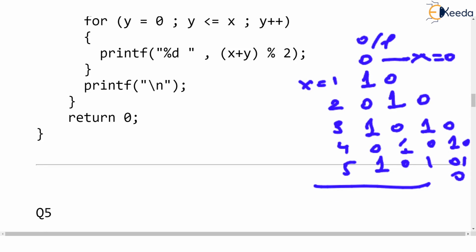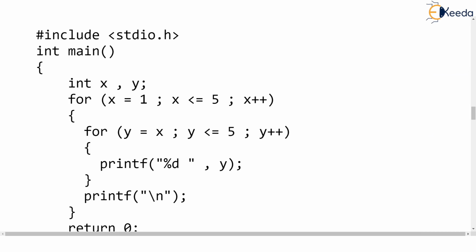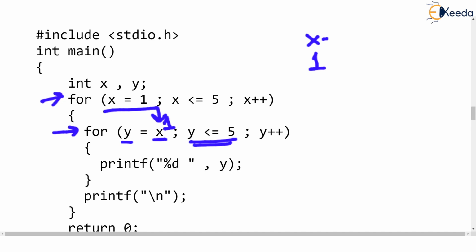Let's see one more code given here. You should be very fast in reading the nested for loop. And first of all, you should be able to know what are the values of x and y in each repetition. Just read: x will be 1 first time, isn't it? When x is 1, y counts from x, that is 1. Y will become 1 and go up to 5. That means when x is 1, y will be 1, 2, 3, 4, 5.